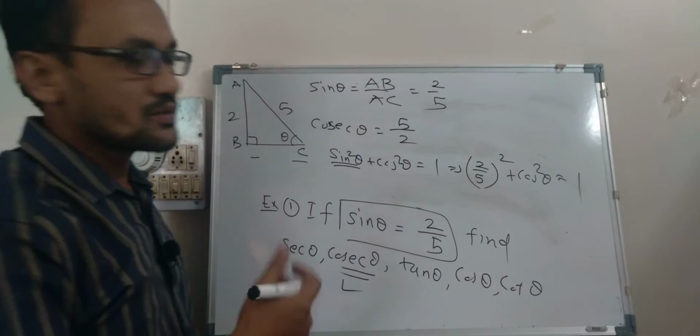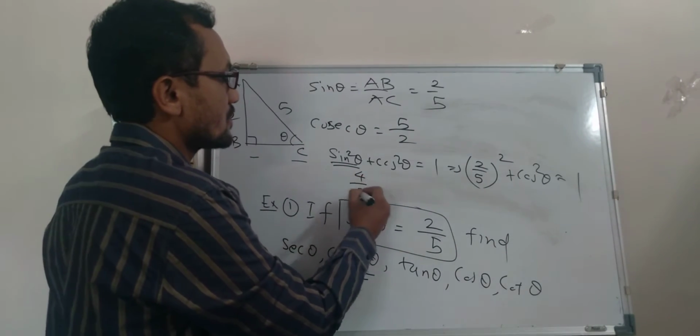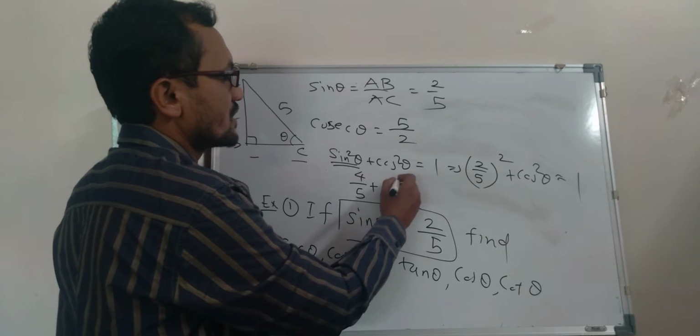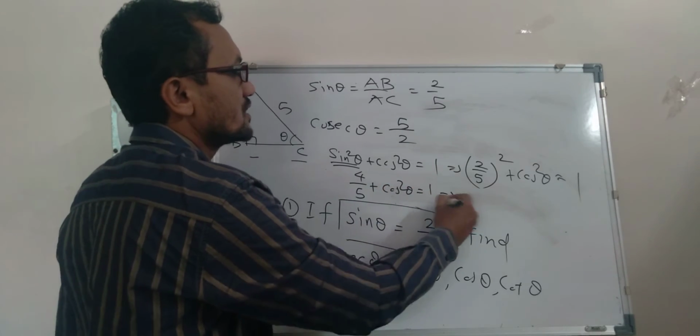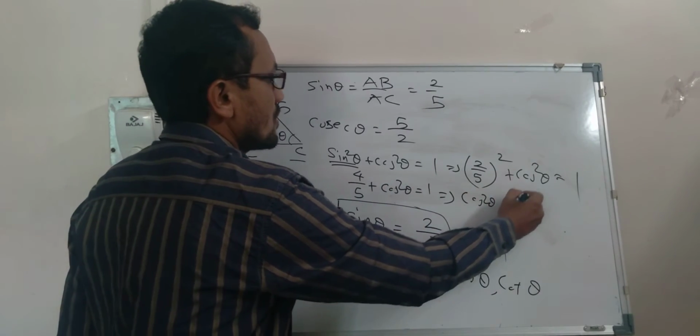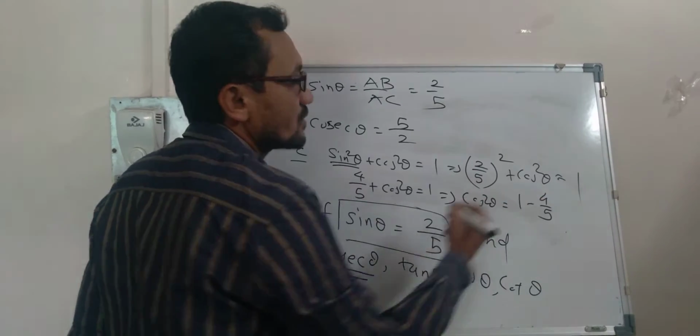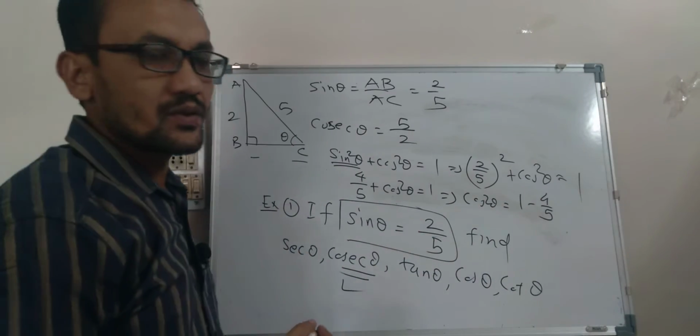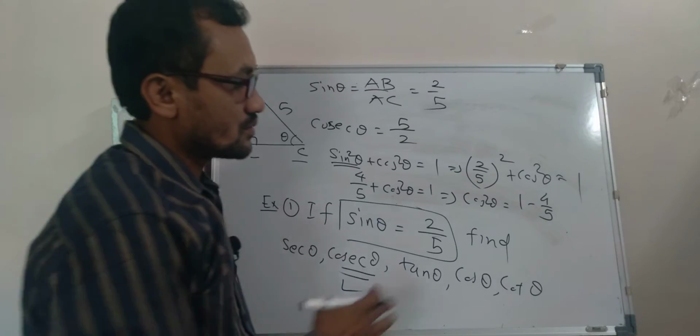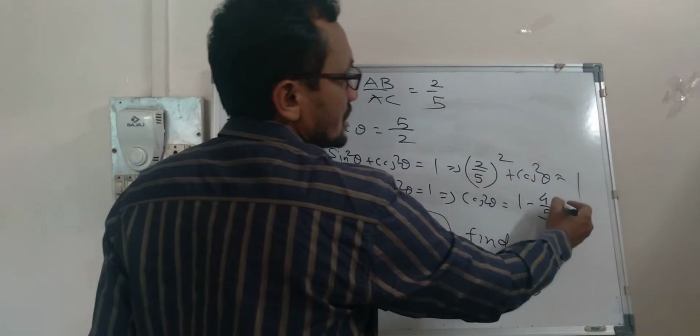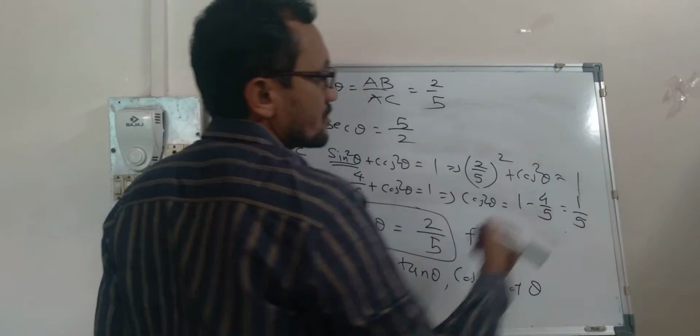So what is the 2 by 5 square? It is 4 by 25, plus cos square theta is equal to 1. So this implies cos square theta is equal to 1 minus 4 by 25. So what is 1 minus 4 by 25? Use cross multiplication there.